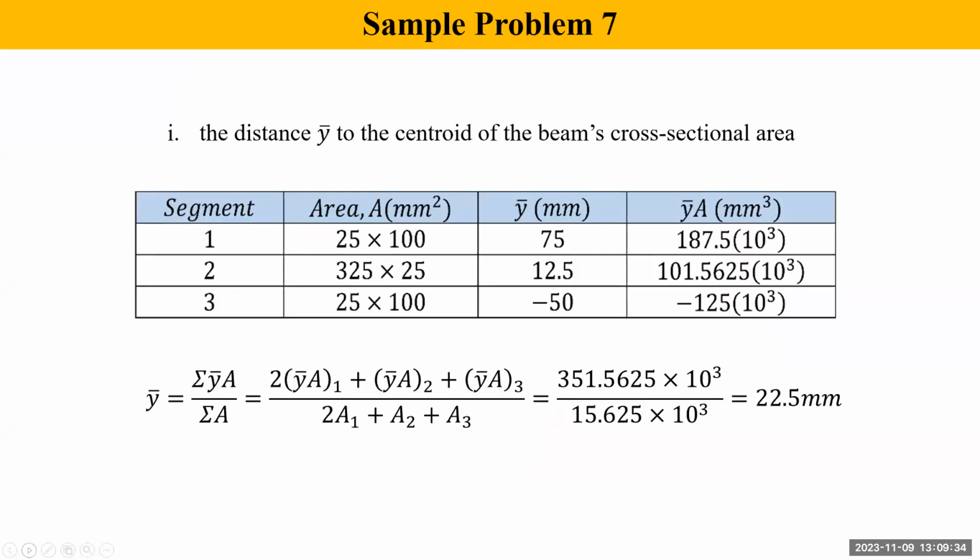All right, let's jump to it. So segment 1 area is 25 times 100, which we said already. Segment 2 is 325 times 25, which is the thickness, or the height. And segment 3 is 25. So there's 2, segment 1 and 3 are the same. But remember that you're going to have to double segment 1 because it's two of them.